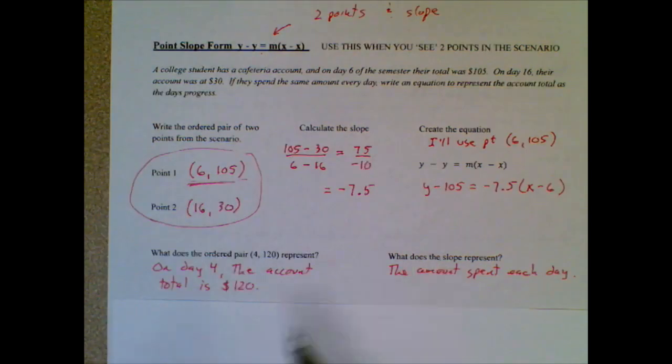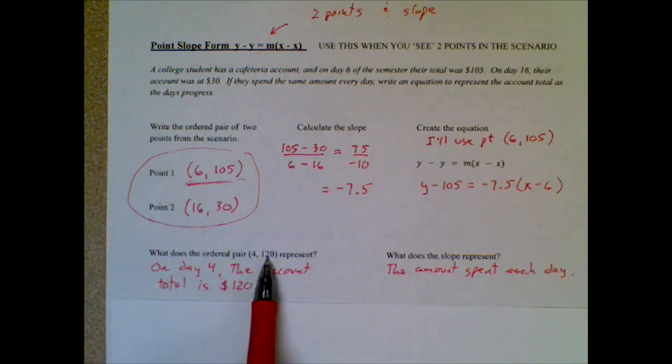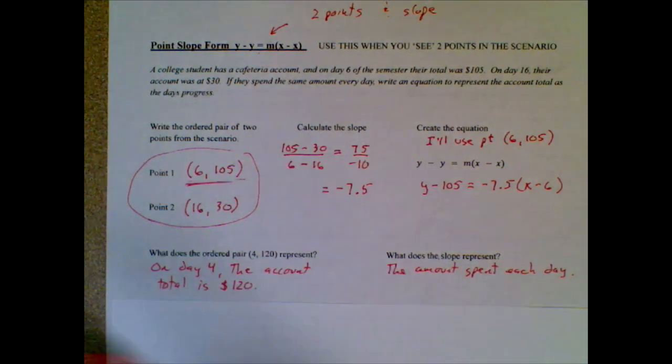These next 2 questions, now that you've seen the other side, you probably understand these pretty well. Any ordered pair means something in a problem. On day 4, I had $120 left. And in this case, there's my slope, and that's the amount of money we're spending each day.